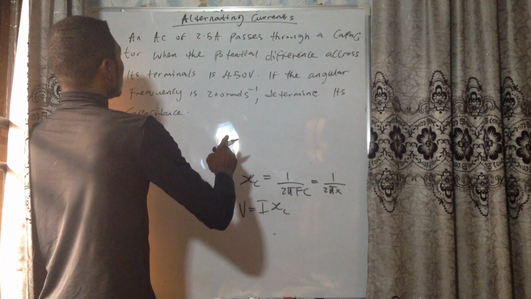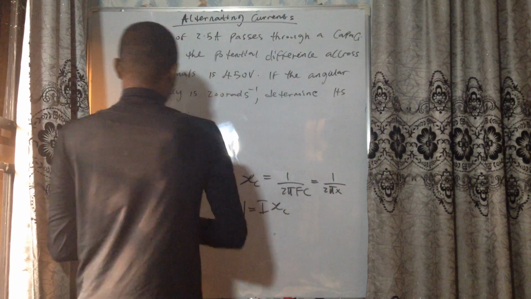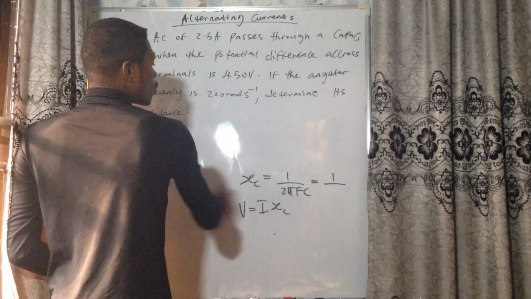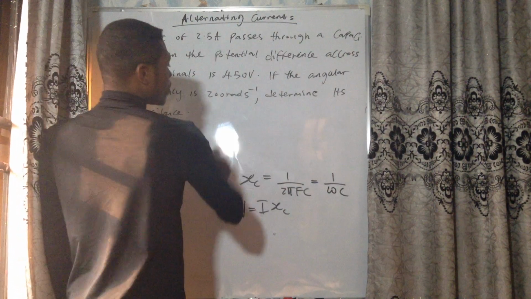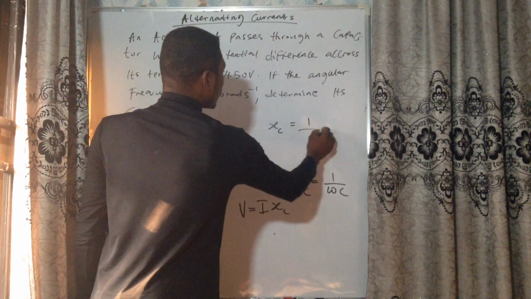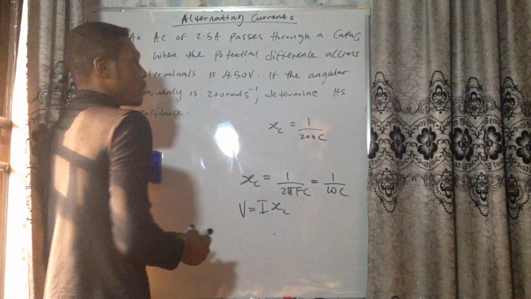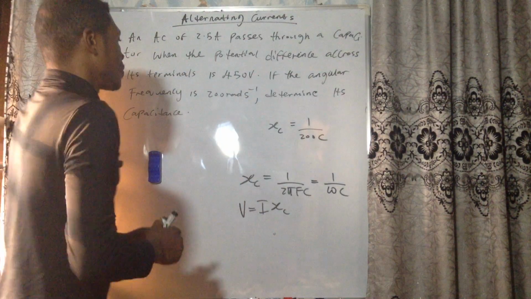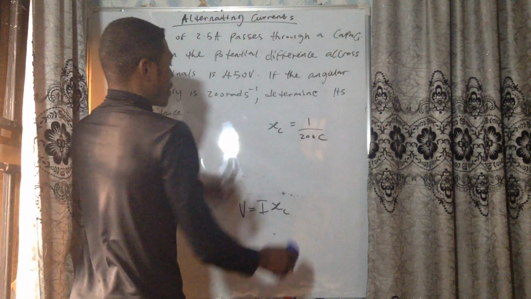The angular frequency is omega. Omega is 2 pi f. You see this 2 pi f here? It is omega. So this is omega C, which implies that XC is equal to 1 over 200C. This is my XC, 1 over 200C. Now remember we are looking for the capacitance.